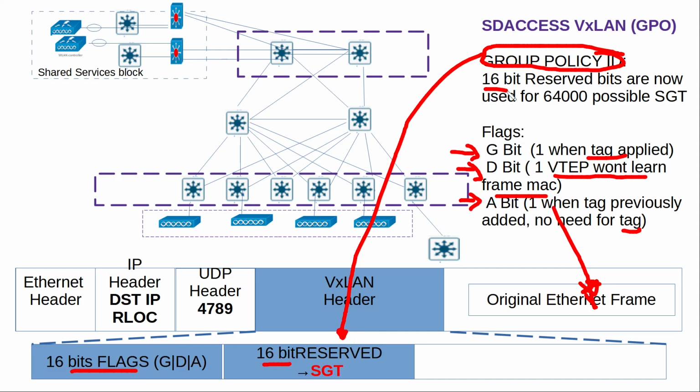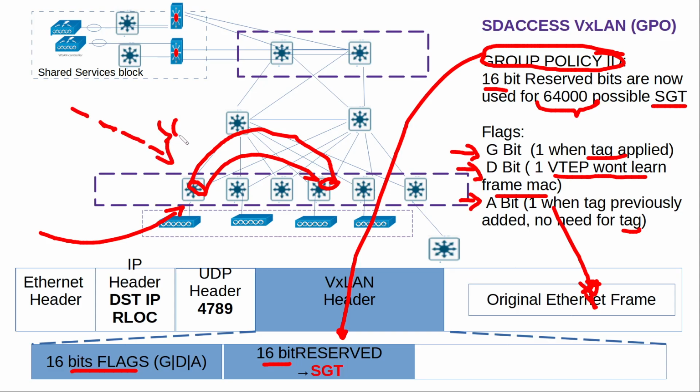Given we have 16 bits for this new field that Cisco created with GPO, we can store scalable group tags. And given they are 16 bits, we have a possibility to have around 64,000 different scalable group tags. It is important to carry scalable group tags because every single frame that enters our network will get assigned a scalable group tag. And this scalable group tag will travel through the VXLAN tunnel, particularly in this new field that Cisco created, which is a 16-bit field known as the group policy ID.